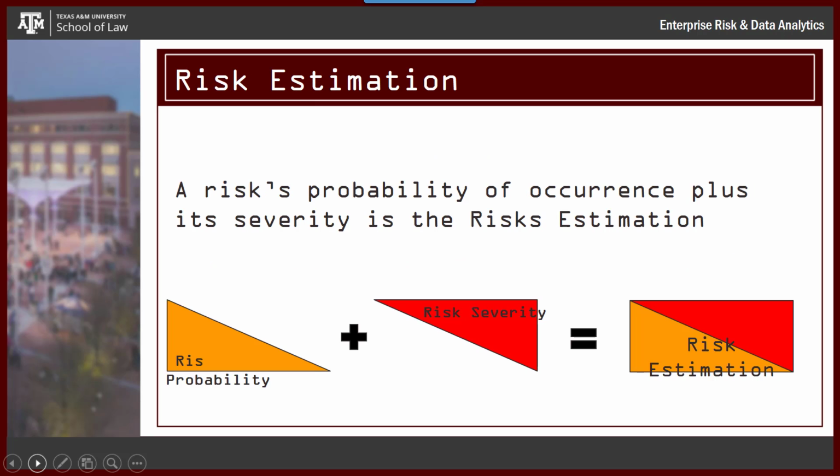So the probability of occurrence plus its severity is a risk estimation. And I'm going to tell you right now, and I'm going to say this again and again, we're in an exciting time because nobody knows how to really do this. You are on the forefront of new work in risk analytics because of the rapid changes in technology, those three that I mentioned: the hardware, the software, and the mathematics. We are learning more and more about risk.